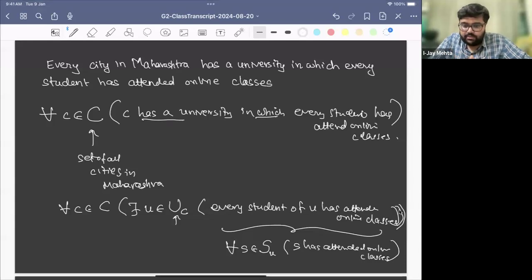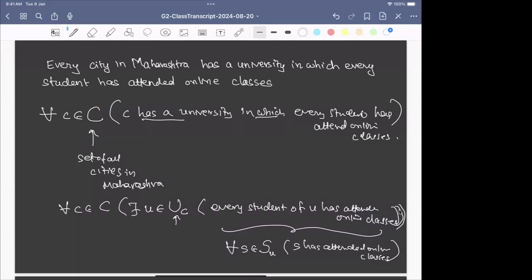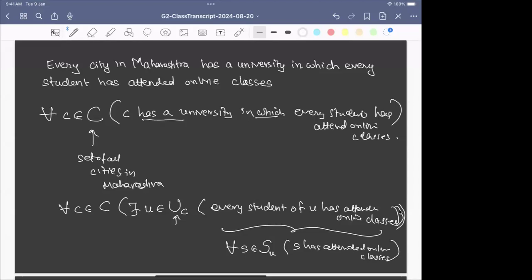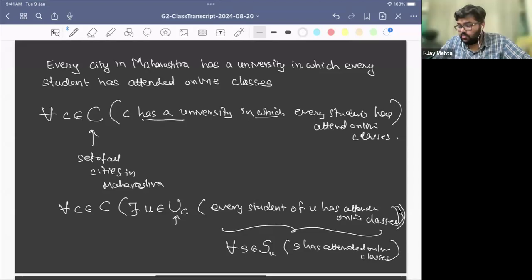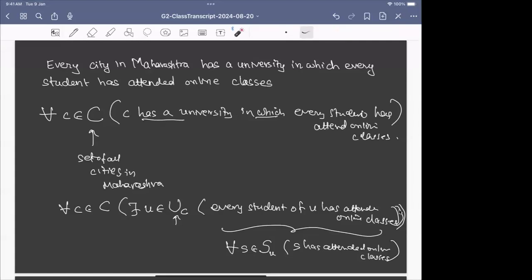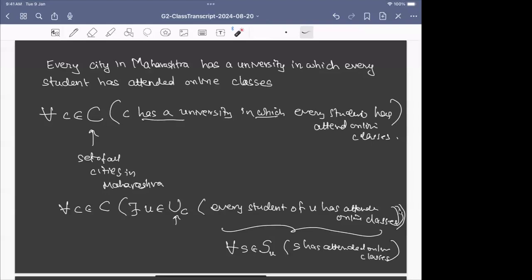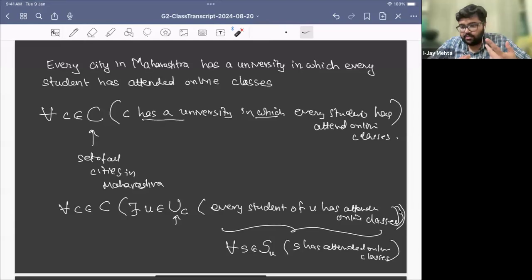Room number 9, Vishal. Yes, sir. Can you make a statement from this, maybe with one more quantifier? S has attended online classes, for this. This one that we just did, so here there are 3 quantifiers. Can you make one more quantifier like this? There exists a student who has attended online classes. So then there is only one quantifier. Vinith.